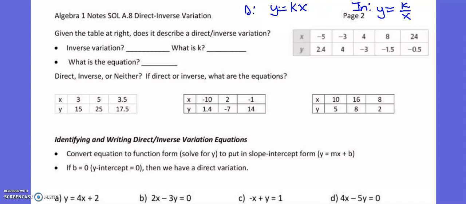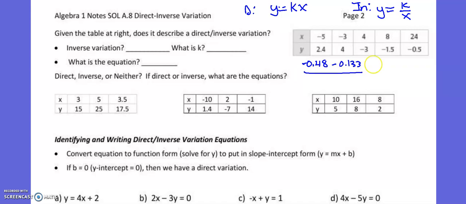So I'm going to go ahead and use my calculator and test some things out. So I've got 2.4. If I divide that by negative 5, I get negative 0.48. I'm going to try the next one. I take my y value and divide it by my x value. This one I got negative 0.133 repeated. Well, it doesn't look like I have the same k here. I got two different values.